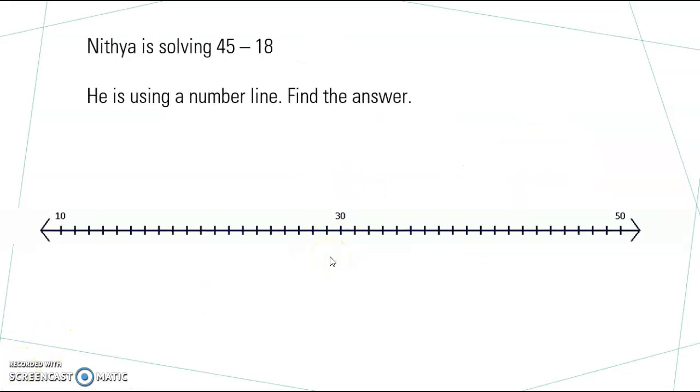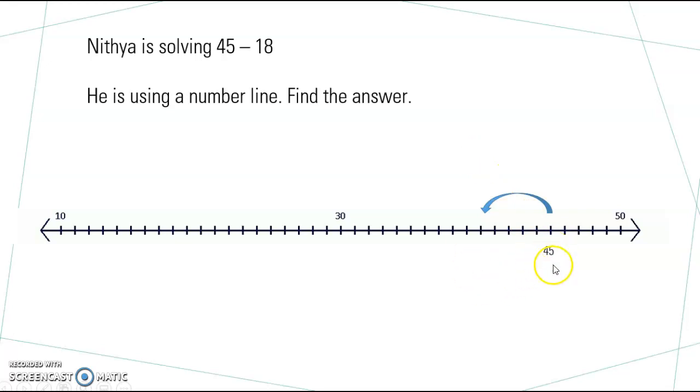So then we have another question here. Use the number line. So Nithya is solving 45 take away 18. She's using the number line, find the answer. So we've got a number line between 10 and 50. So we need to find 45 first. If we have 50, let's count back from 50. So 49, 48, 47, 46, 45. So there is 45. Now we need to count back 8 ones.